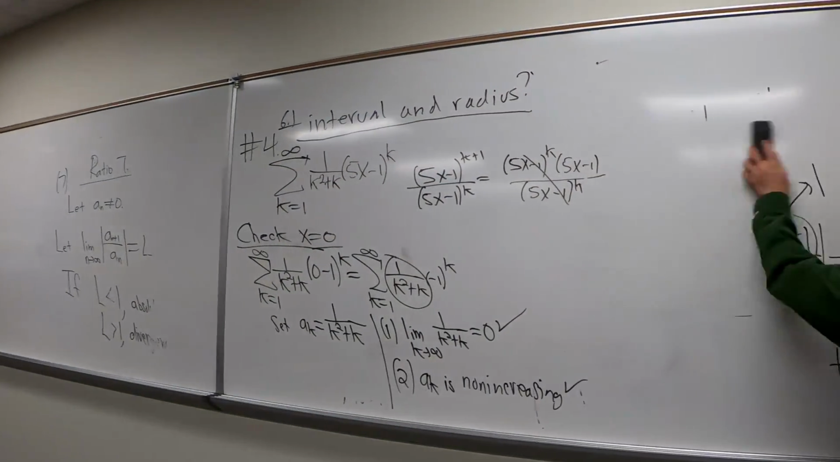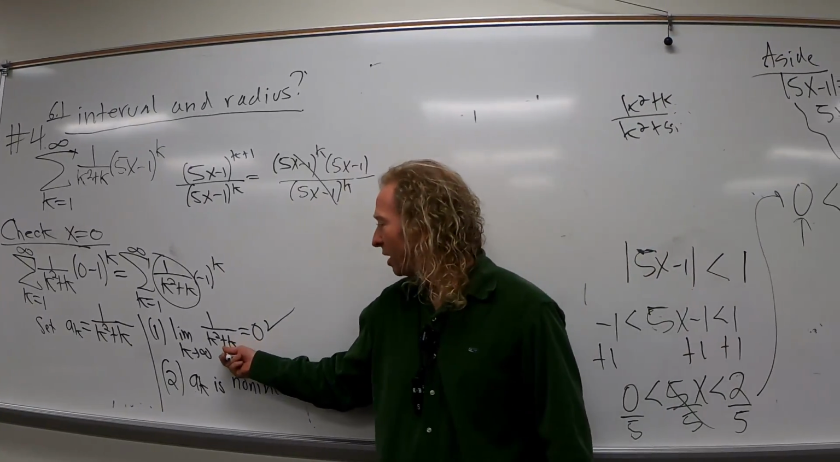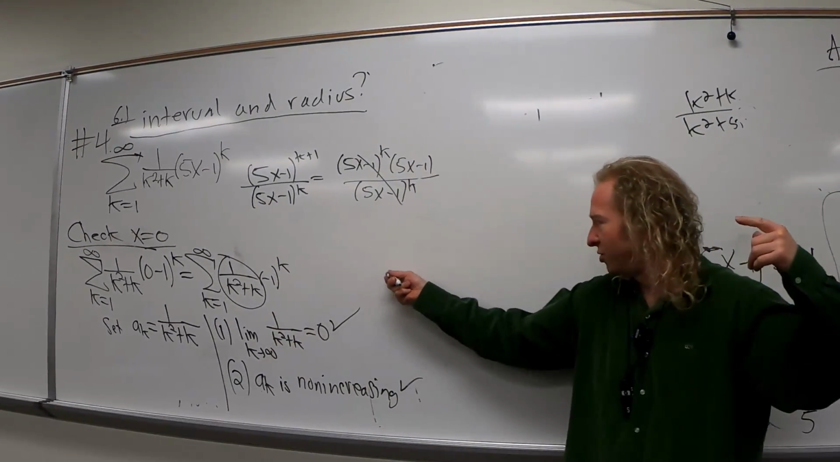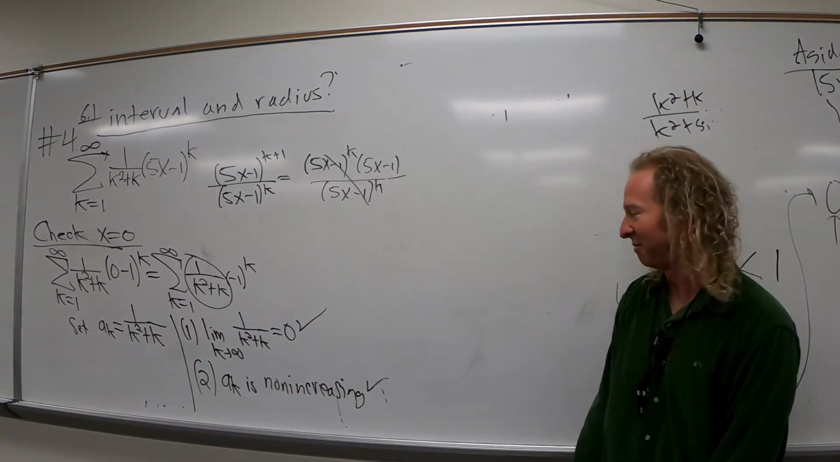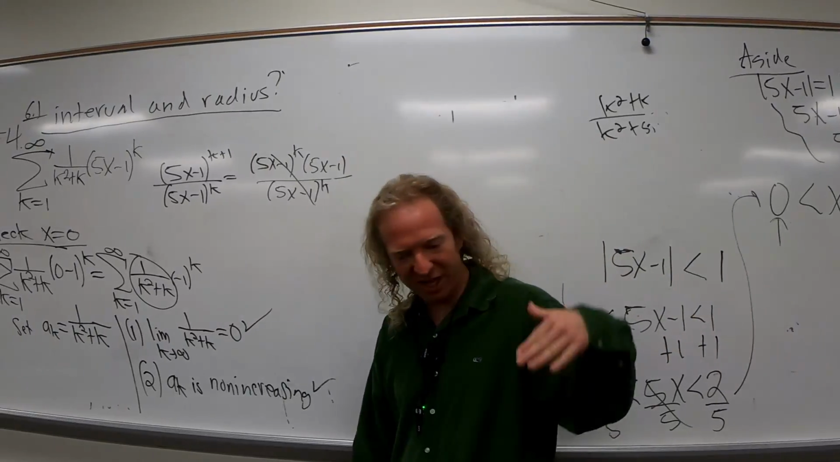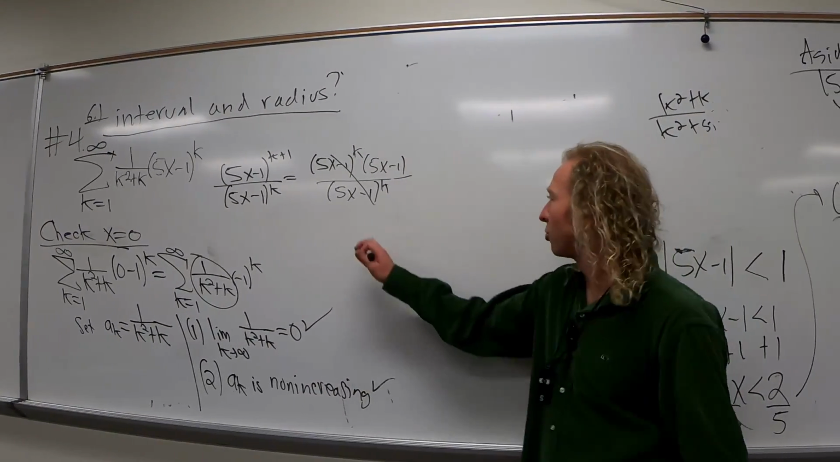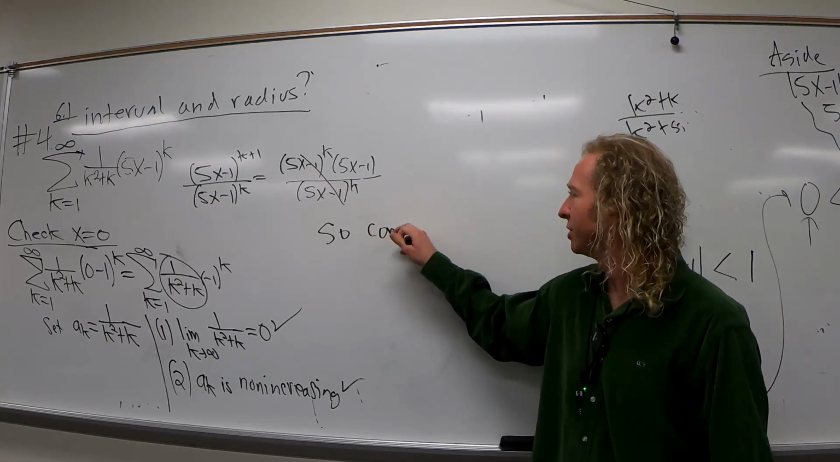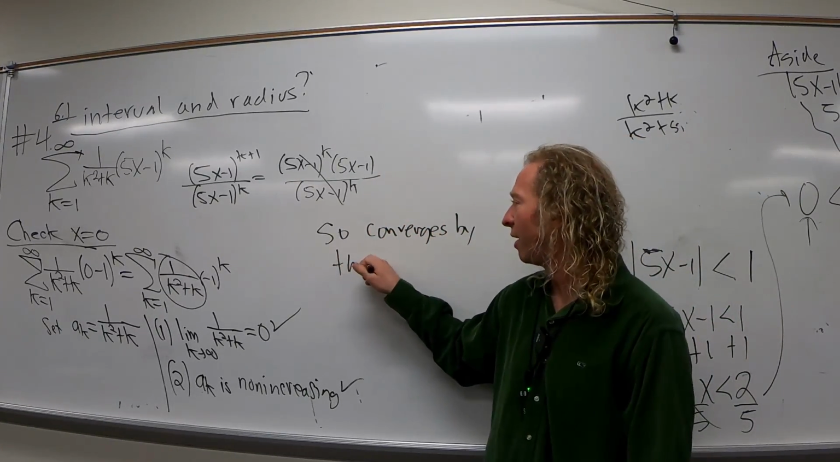How do we say that they're non-increasing? Yeah, it keeps going down. You could take the derivative and show it's negative, but just logically, as I'm getting closer to infinity, it's getting infinitely smaller, and it's always positive. So it converges.